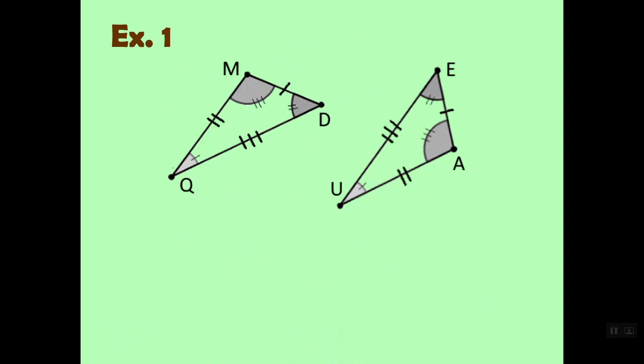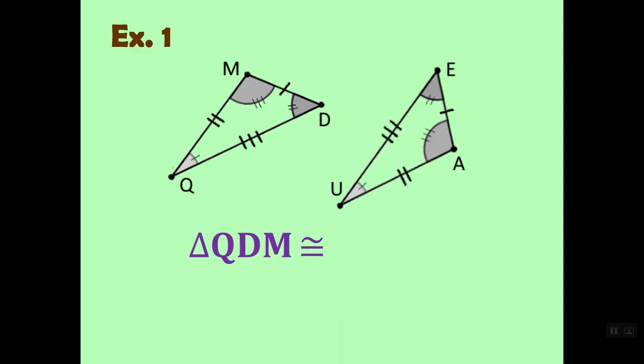Example 1. We can see we've got two triangles. You can see that they have three sets of corresponding angles that are equal in measure, and they have three sets of corresponding sides that are equal in measure. So if everything's equal, then we know that those are congruent. So we're going to write the congruent symbol, and then we're going to identify one of the triangles by name using its vertices in whatever order we want.